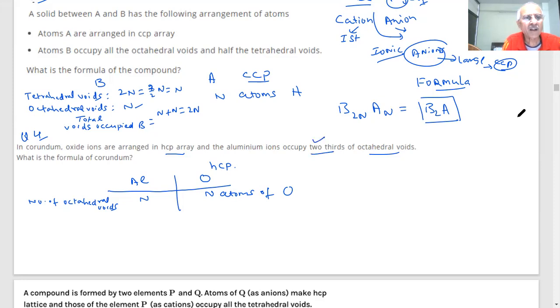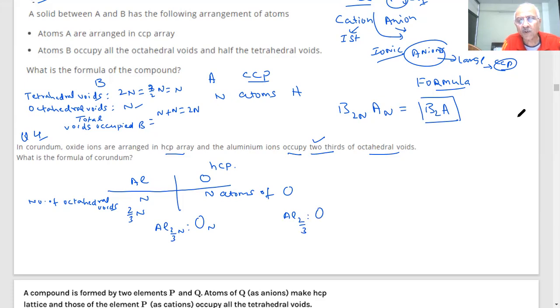2/3 occupied. So what is 2/3 of this? 2/3 n. So what does it mean then? Aluminium, 2 by 3 n is to oxygen n. So what is the ratio then? Al 2 by 3 is to O.